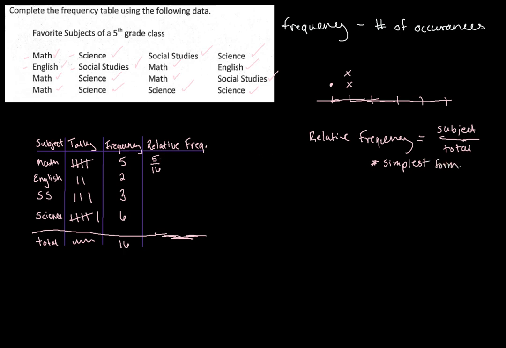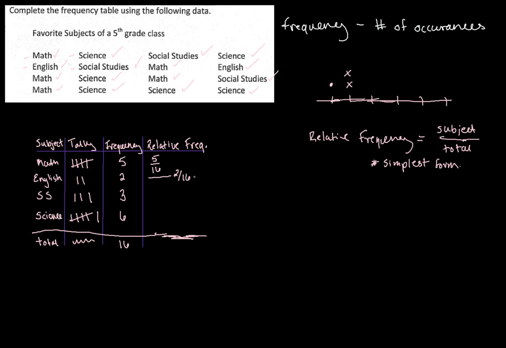Now, 5/16, they don't share a common factor, right? Nothing that fits into 5 fits into 16, so we're not going to worry about it. So 5/16 is our relative frequency for math. Now, if we take a look at English, I'm going to write that over here. We have 2 out of 16. There were 2 out of 16 people that said English was their favorite subject.